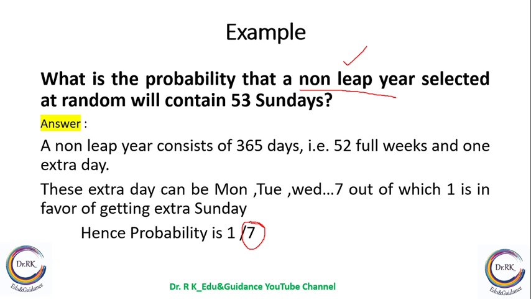So what is the favorable case here? That means, what is the favorable case to have an extra Sunday? Only one possibility, that is Sunday, right? Whenever Sunday comes, that is in favor of this event. So therefore it is 1 by 7. Right? Clear?